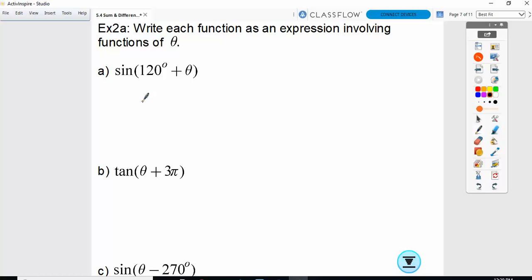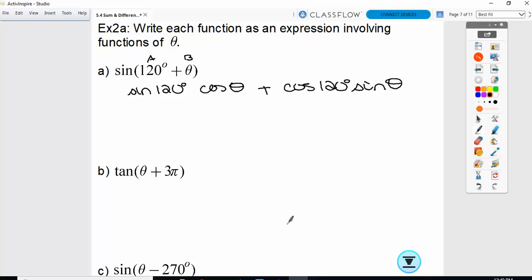I'm not going to do all of these, but we'll do a couple. So simplifying these things that have theta in them. If I said the sine of 120 degrees plus theta, I told you to simplify that as much as possible. So this is the sine of A plus B. So if you look at your formula, sine of the first, cosine of the second, plus cosine of the first, sine of the second.